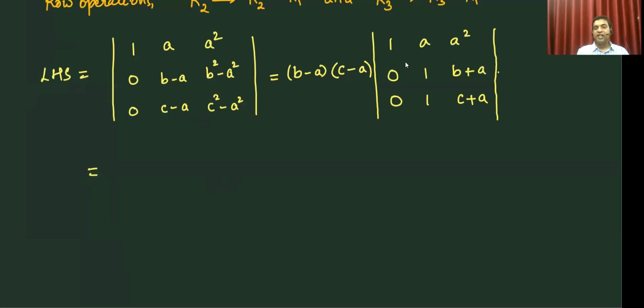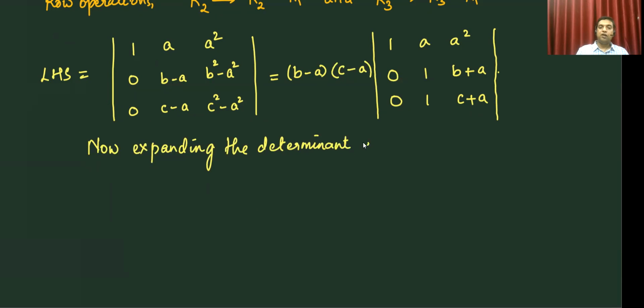Now it becomes very easy. You see here 1, 0, 0. So expanding the determinant about the first column.